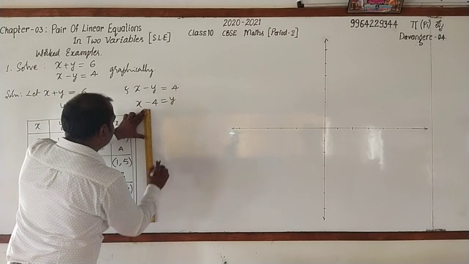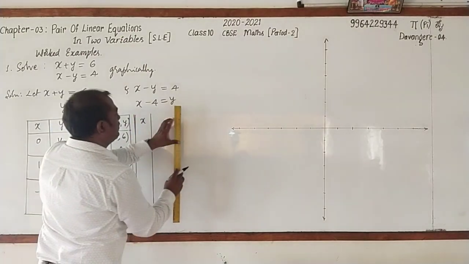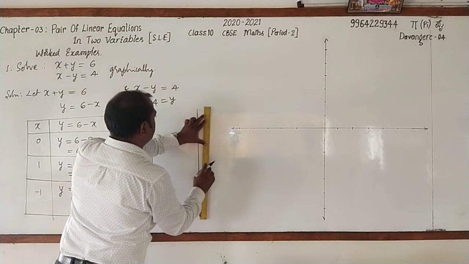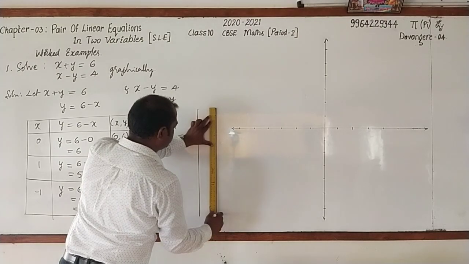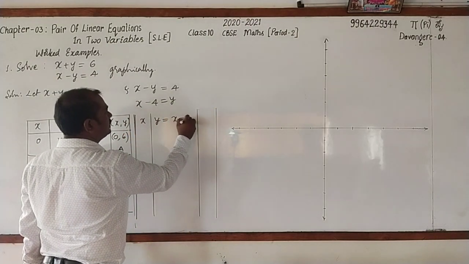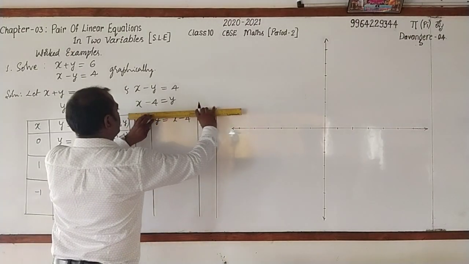Next, let's go for drawing the table. First column is meant for x. Second column is for the given equation. And third column is for x comma y. The given equation is y equal to x minus 4. Ordered pair x comma y.